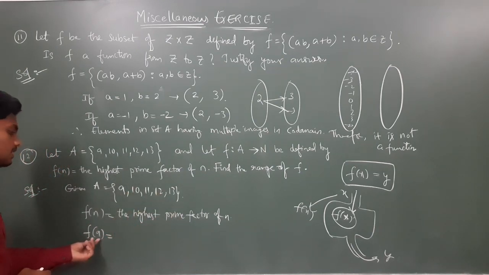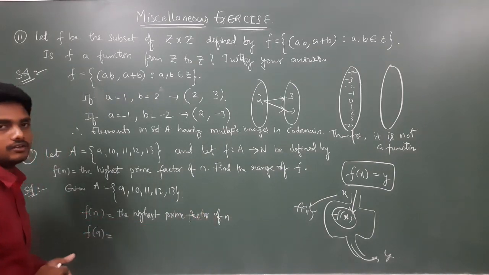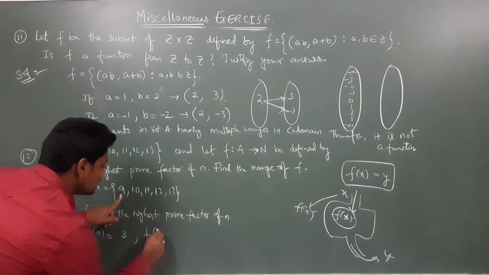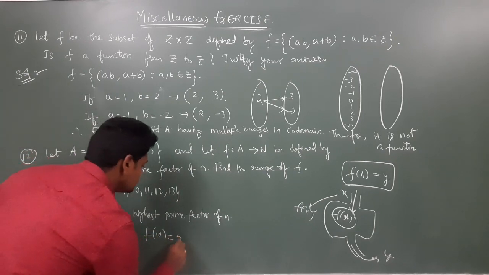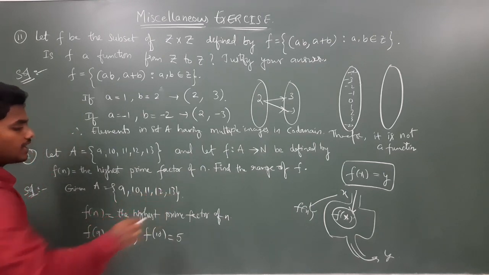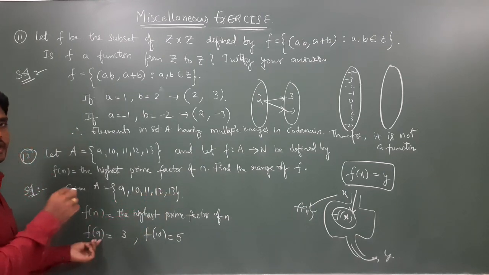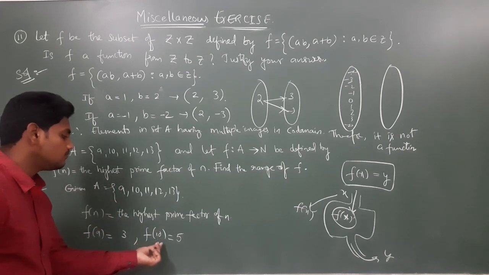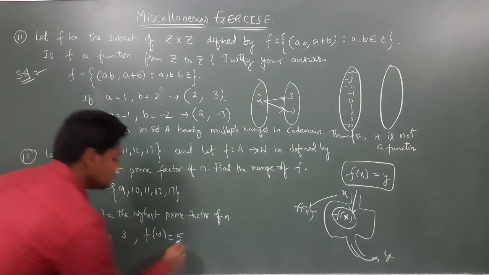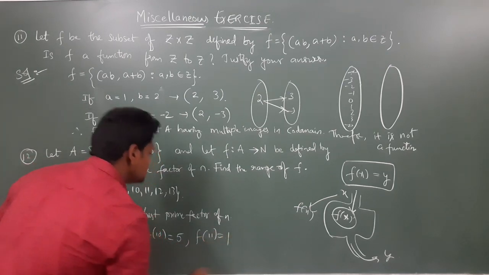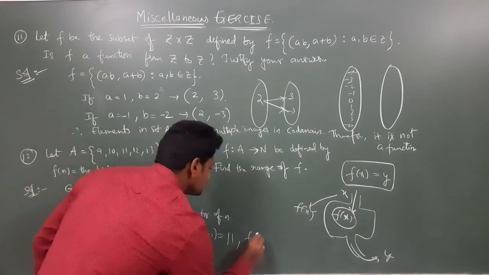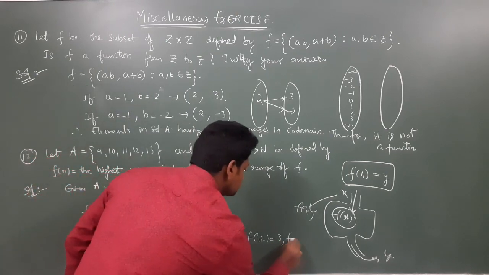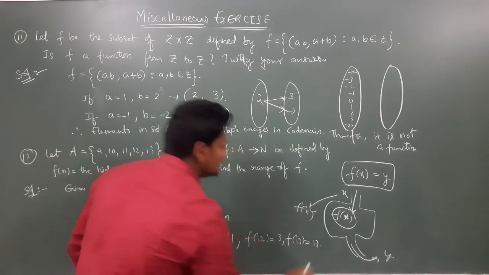If we write f of 9, the highest prime factor of 9, what is that? 3. Like if we write f of 10, the highest prime factor of 10 is 5. Are you understanding? Out of the factors of 9, the highest prime factor is 3. Out of the factors of 10, the highest prime factor is 5. So f of 11 is 11. Next f of 12, the highest prime factor is 3. And again next f of 13, the highest prime factor is 13 itself.